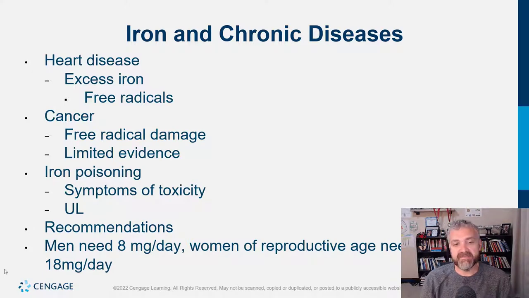So iron poisoning, it's again that free radical damage and lots of other things. But this is a big deal. I'll tell you, when I was a kid, this is why you have childproof caps on things like vitamins and stuff. The biggest concern would be iron poisoning.